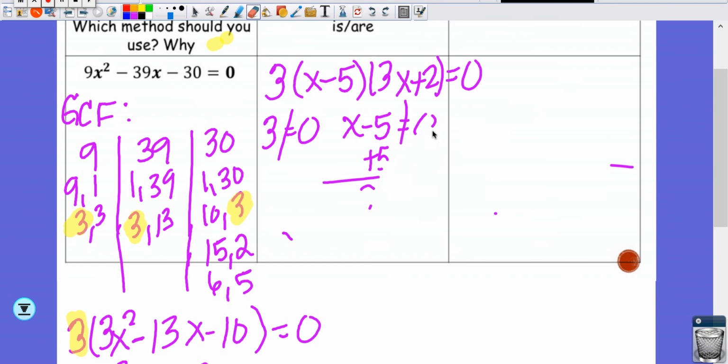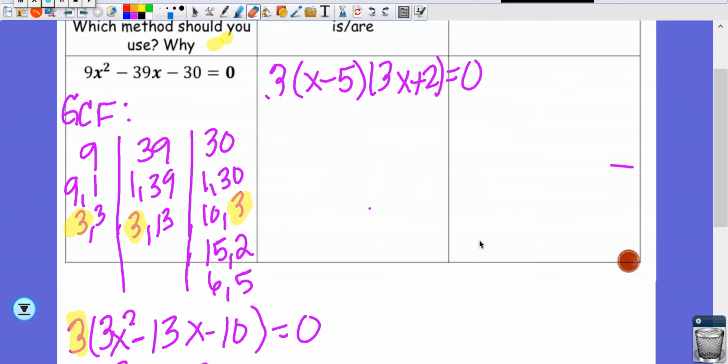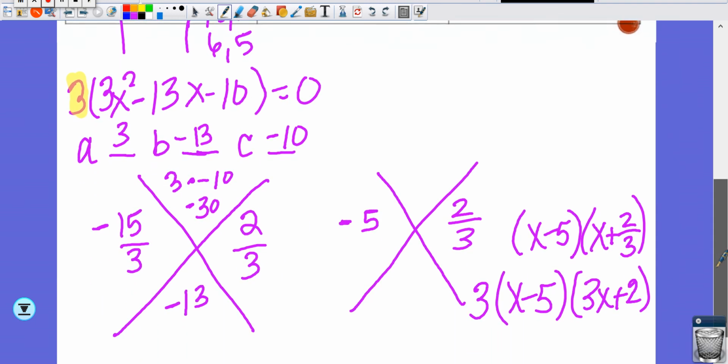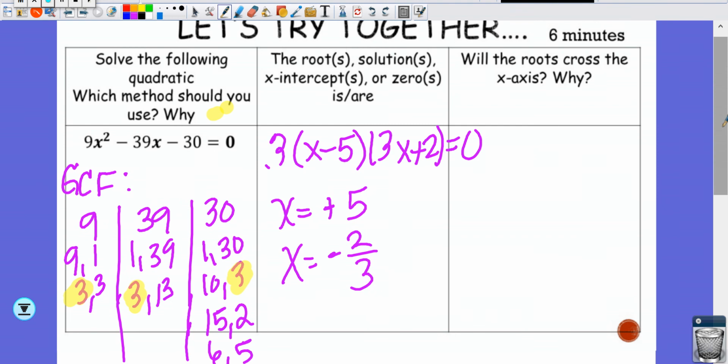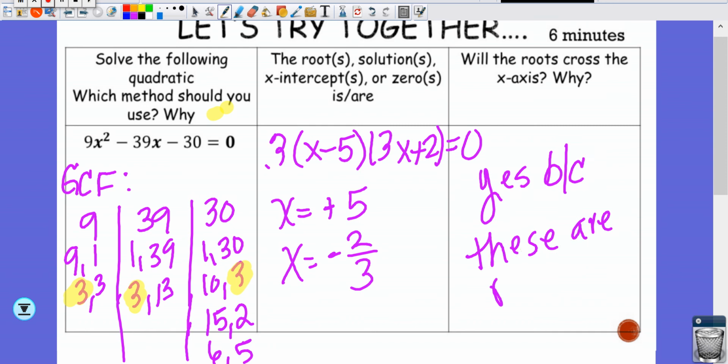and we're going to go here and write what the answer is. So x equals negative 5. I mean, not negative 5. X equals positive 5. And x equals negative 2 over 3. And y'all, there's a shortcut. I wonder if you guys notice it. I'm not going to tell it to you. You might pick it up. Okay, where the roots cross the x-axis, and y, we're going to say yes, because these are real numbers. Okay? And we're done with that problem.